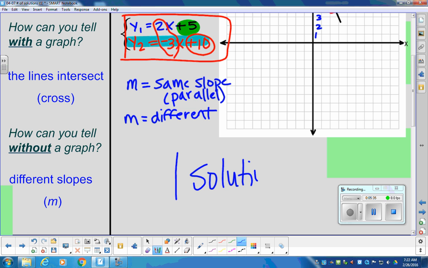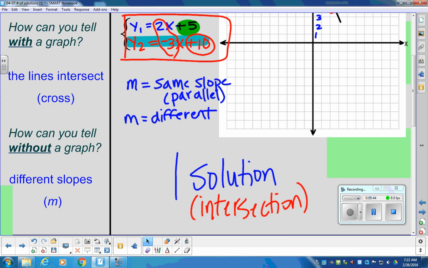And remember, solution just means intersection. All right, hang in there, guys. You'll do pretty well in this lesson today, I think. Just looking to see how many solutions or how many intersections we have for each of these graphs.